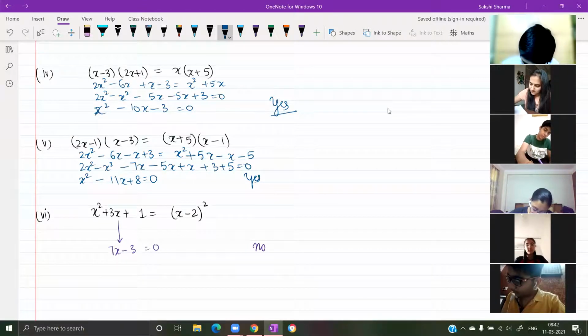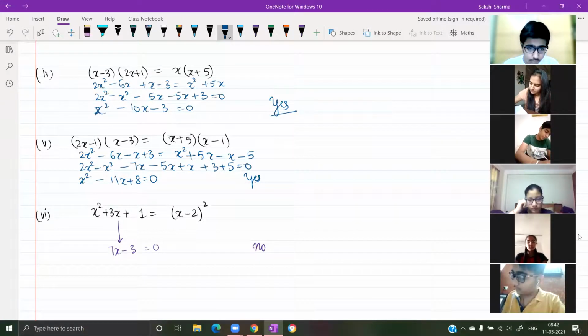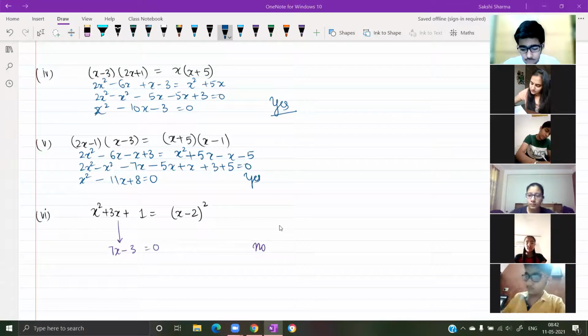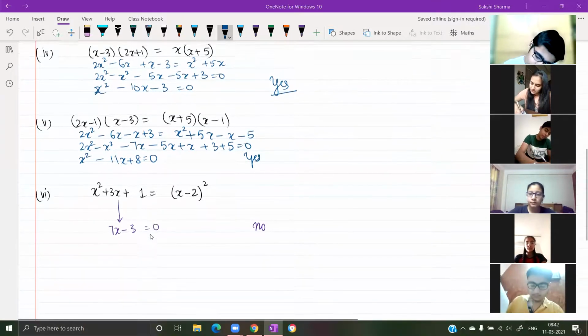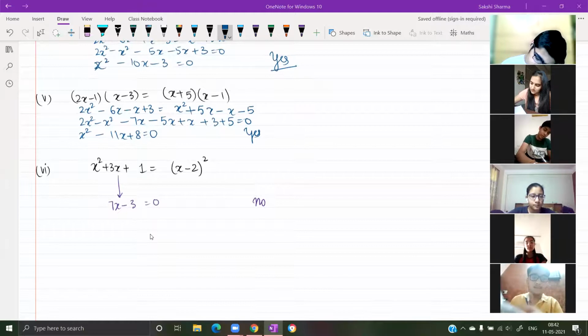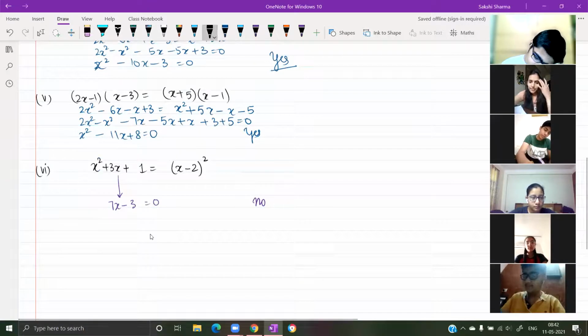You may match your answer now. See where you made a mistake. Yes, I've got it. Okay. Sixth part, the simplified form is 7x minus 3 equals 0. And this is not a quadratic equation.